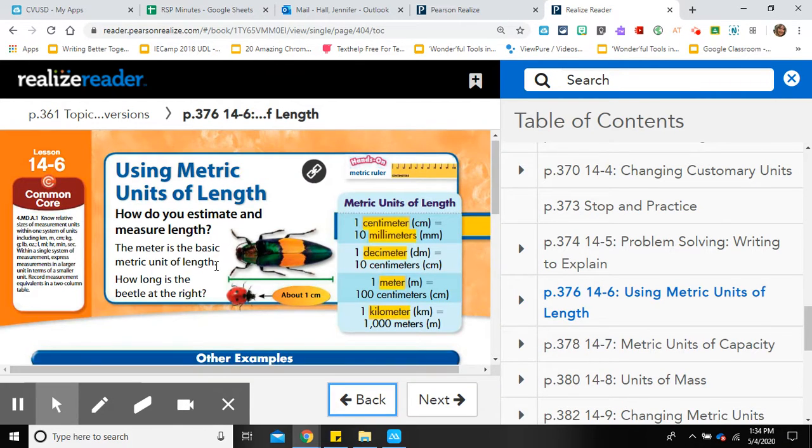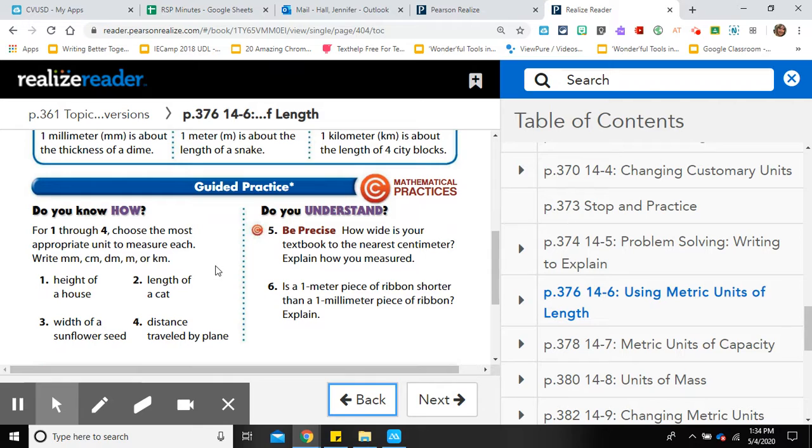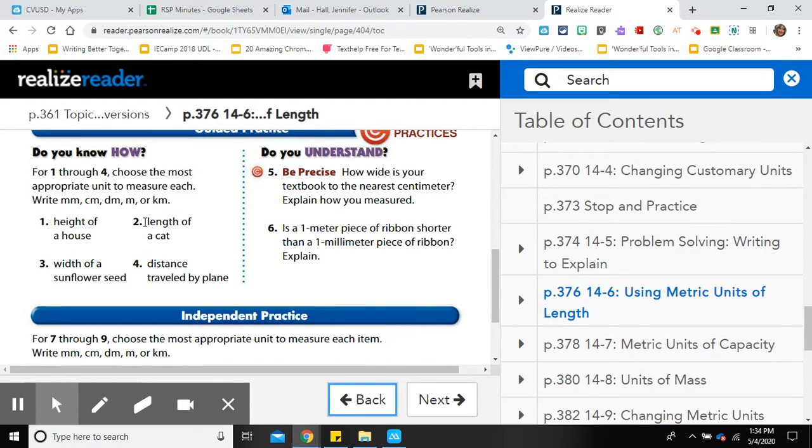Okay, so let's do a couple examples here. I'm just going to do a couple from here and then move on. I'm going to spend most of my time in 14-9 and 14-10 as well. So we're going to choose the most appropriate unit to measure each item. If we're looking at the length of a cat, number 2 here, what would we measure that with? Millimeters, centimeters, decimeters, meters, or kilometers?